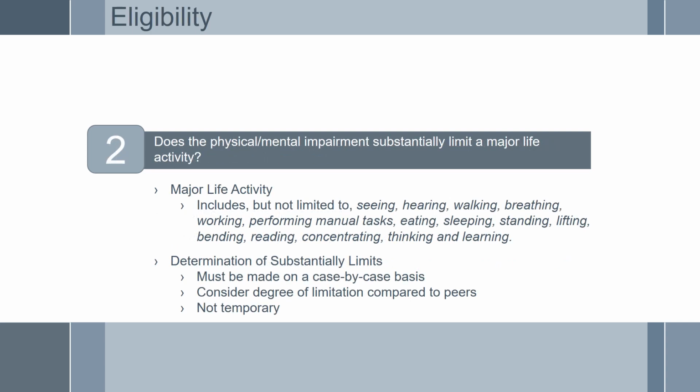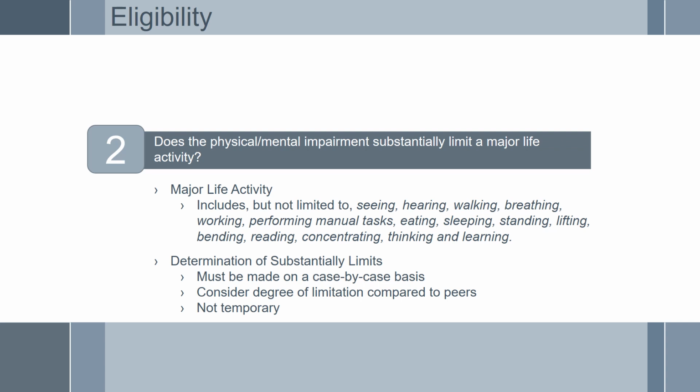The second eligibility criteria is whether the impairment substantially limits a major life activity. Section 504 includes a non-exhaustive list of major life activities as included on this slide. The determination of whether the major life activity is substantially limited must be made on a case-by-case basis. The team considers how significantly the impairment limits the activity compared to the student's peers and the impact it has on the student's access to his or her educational environment and their activities. It's important to remember to consider all activities that take place at school, not only academic instruction.